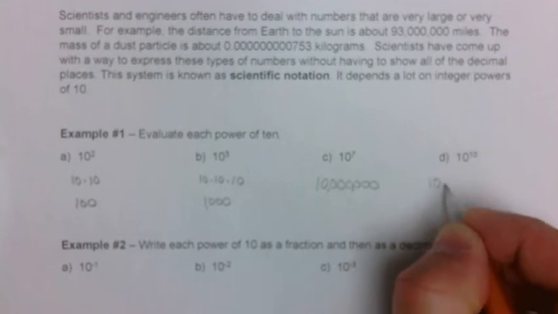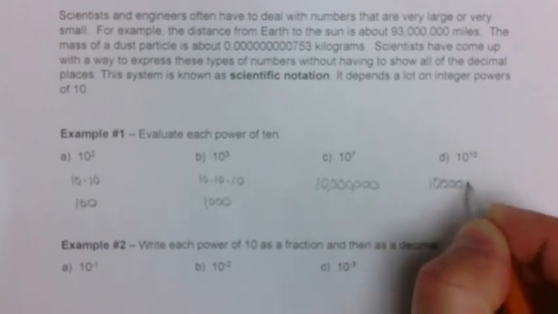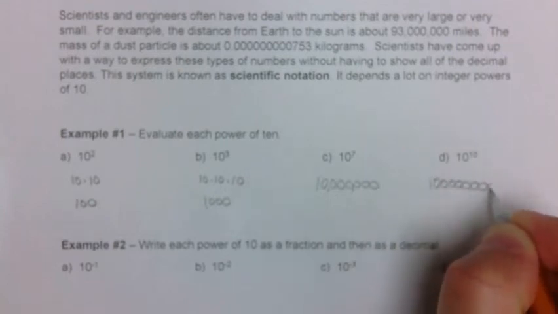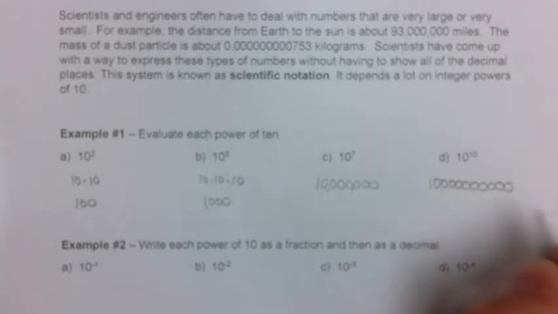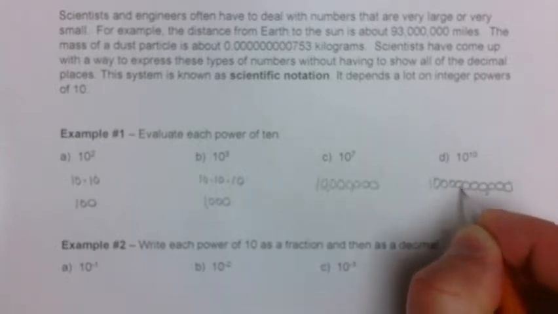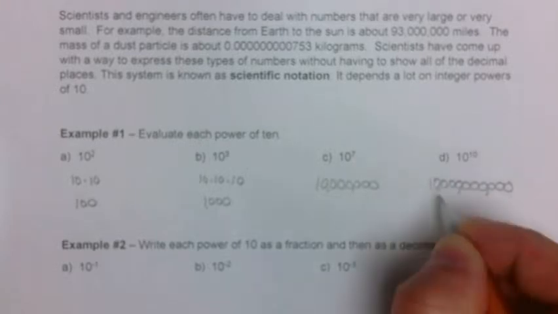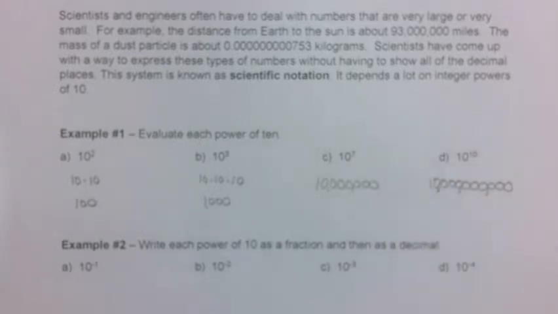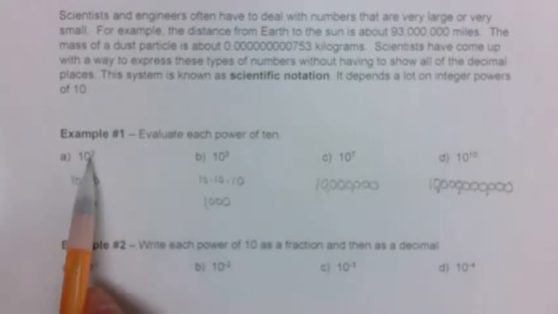10 to the 10th power is going to be the number 1 with 10 zeros after it. 1, 2, 3, 4, 5, 6, 7, 8, 9, 10. Put in our commas. And this time, notice that we get the number 10 billion. So if you're working with a power of 10 and your exponent is positive, the exponent simply tells you how many zeros follow the 1.